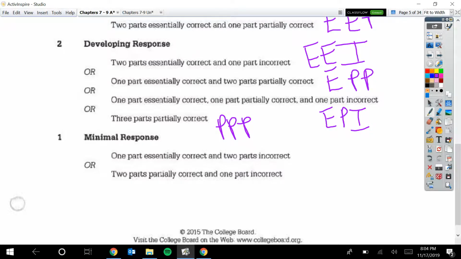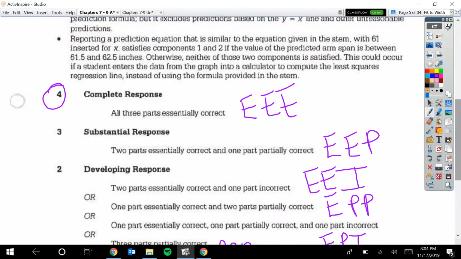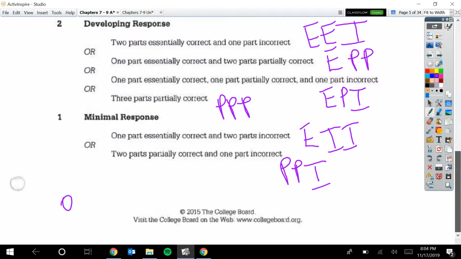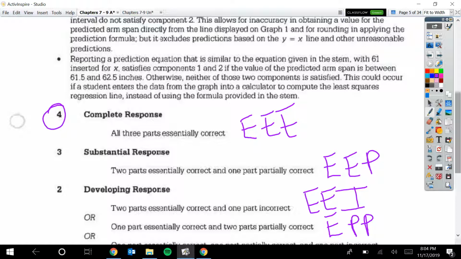You get 1 point if you had an E and 2 I's. If you had 2 P's and an I, you also get 1 point. Otherwise, you get 0 points. Okay, so you need to see what you got, 4 down to 3, and see if we can't start improving on being thorough so we get all of those points.